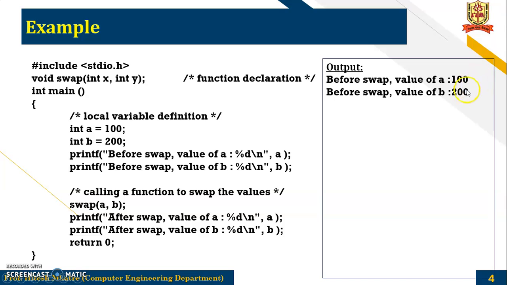So before swap it is 100 and 200, and after swapping also you are getting 100 and 200 because currently the value of a and b in this particular main function is 100 for a and 200 for b. Even though you have called the swap function, the values are getting changed only in this particular swap function. It is not getting returned back, since we are passing a value. So this is one of the disadvantages of using the pass by value.